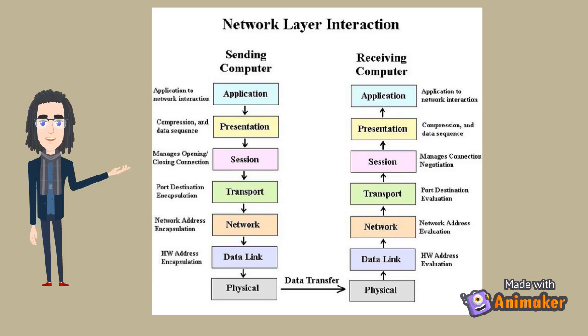So we have here an example of an interaction between layers in the OSI model. From the sending computer, it goes from the application layer to the presentation layer, session layer, transport layer, network layer, data link layer, and physical layer. The data will be transferred to the physical layer, data link layer, network layer, transport layer, session layer, presentation layer, and up to the application layer of the receiving computer.